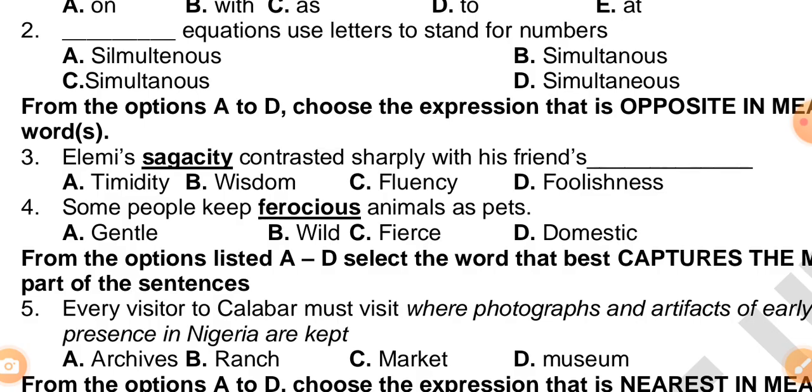Question number, this is opposite meaning. Elemi's sagacity contrasted sharply with his friend's dash. We are looking at the opposite meaning of sagacity. A, timidity. B, wisdom. C, fluency. D, foolishness. You know, sagacity means wisdom. Opposite meaning of sagacity is foolishness. So D is the answer.